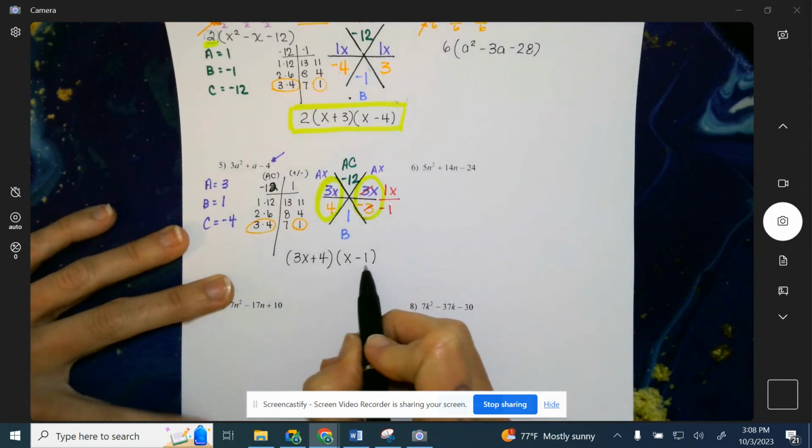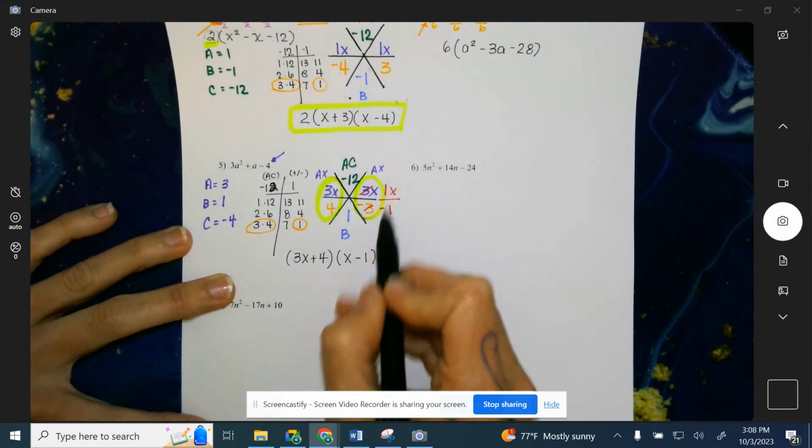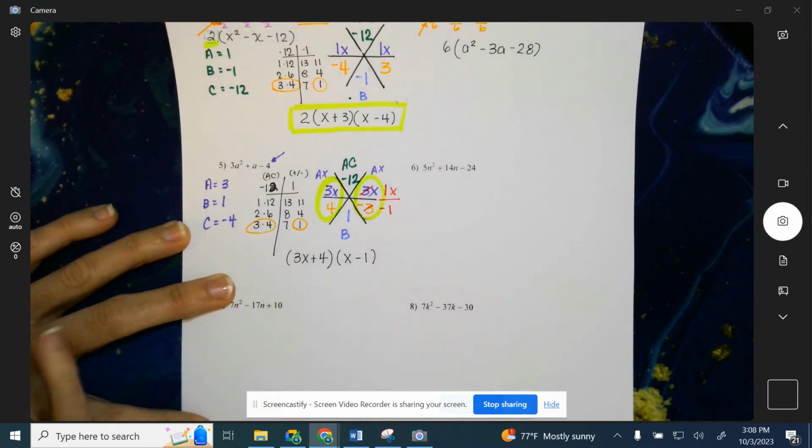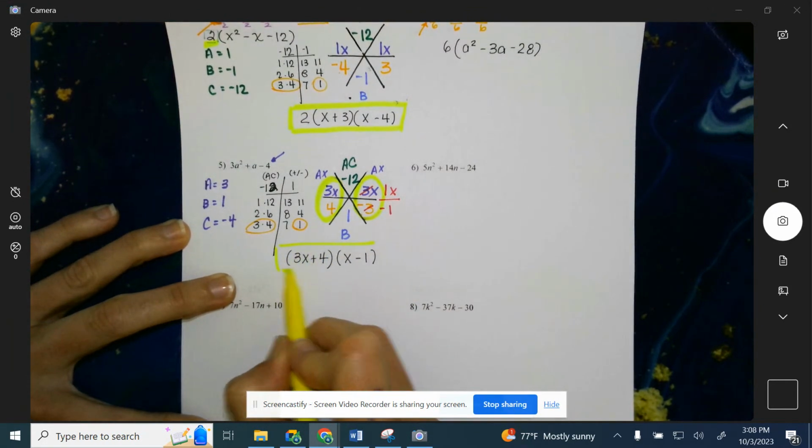Those ones are space holders. They have to be, because if we went down to just 1x, it would not give us back, when we multiply this out, the trinomial we need. So ones are space holders and they matter. All right, so here's our answer for that, guys.